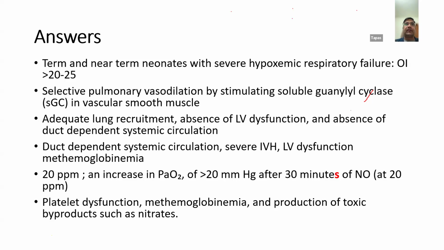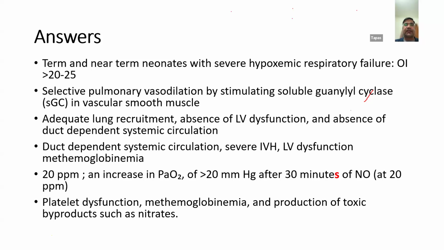So basically this inhaled nitric oxide diffuses inside the cell and then it activates the soluble guanylyl cyclase. What is the role of this soluble guanylyl cyclase? It is responsible for conversion of GTP to cGMP. So by activating it, it increases the level of cGMP, and this cGMP decreases the level of intracellular calcium, causing the relaxation of the pulmonary vessel musculature.